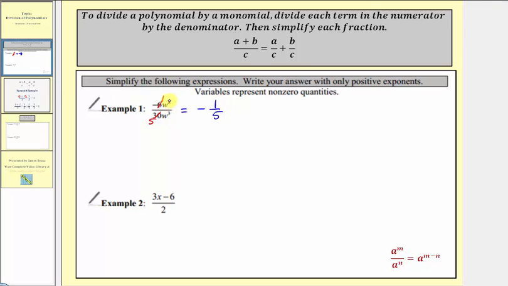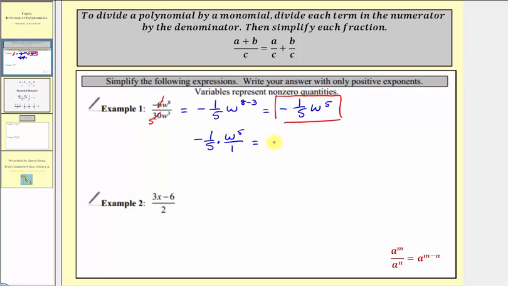And then we have w to the 8th divided by w to the 3rd. We're dividing, the bases are the same, so we subtract the exponents. We would have w raised to the power of 8 minus 3. So our simplified expression is negative 1/5 w to the 5th. So this is our simplified expression, but I also want to show how we can express this in a slightly different form. Negative 1/5 w to the 5th is equivalent to negative 1/5 times w to the 5th over 1.